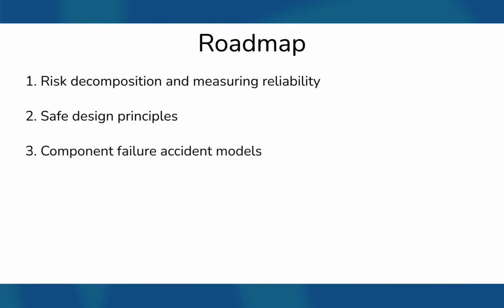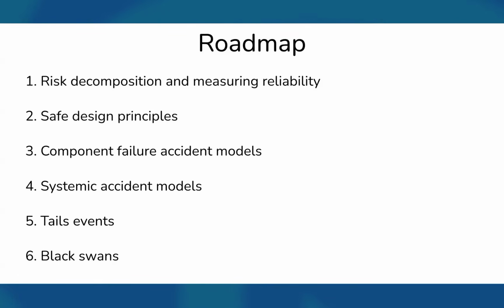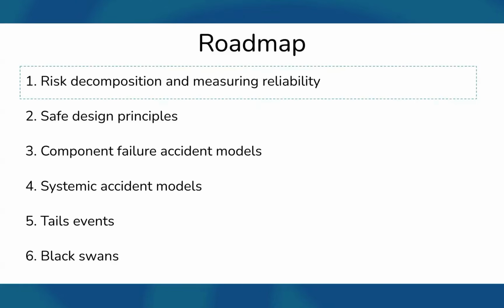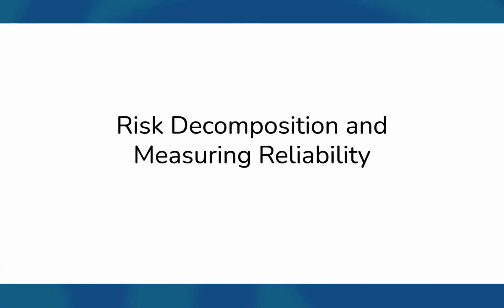Then we'll talk about different accident models, such as the chain of events model. And then we'll talk about more contemporary models of accidents. And then finally, we'll talk about tail events and black swans. So we'll start with the first section of risk decomposition and measuring reliability. Here, we will talk about how to assess and compare risks quantitatively.